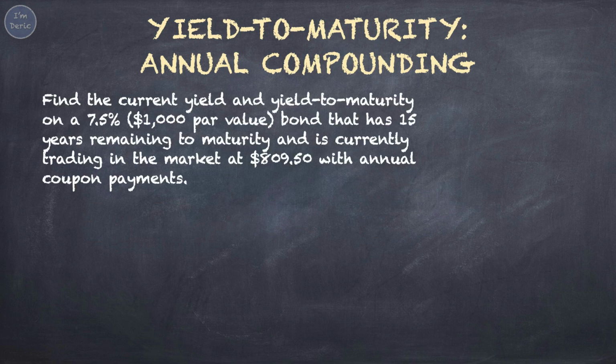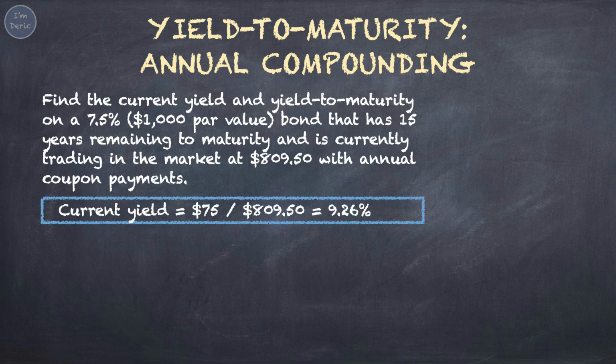Take an example. There is a 7.5%, $1,000 par value bond that has 15 years remaining to maturity and is currently trading in the market at $809.50 with annual coupon payments. 7.5% is the annual coupon interest rate. Multiplying with $1,000 par value, you will get $75 coupon interest. $75 over $809.50, current yield is 9.26%. This is the return for the bond in the current year.